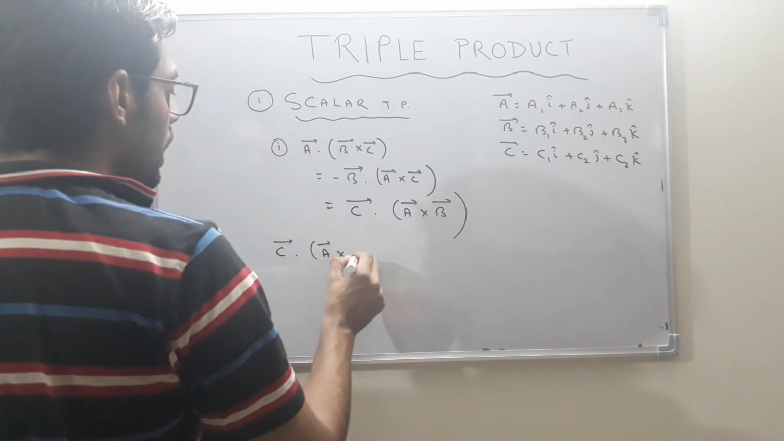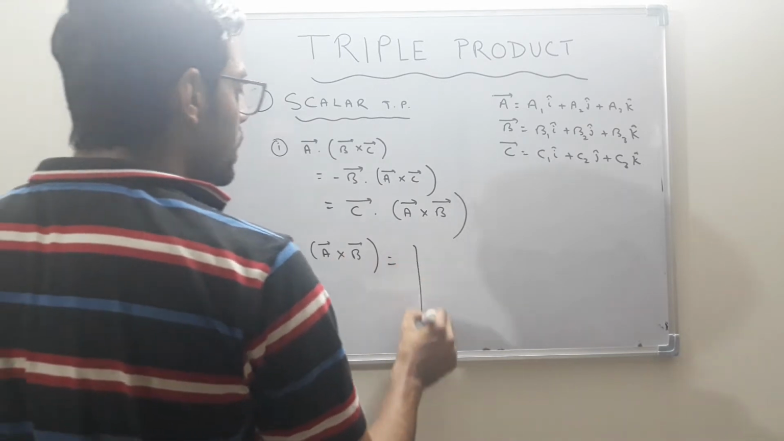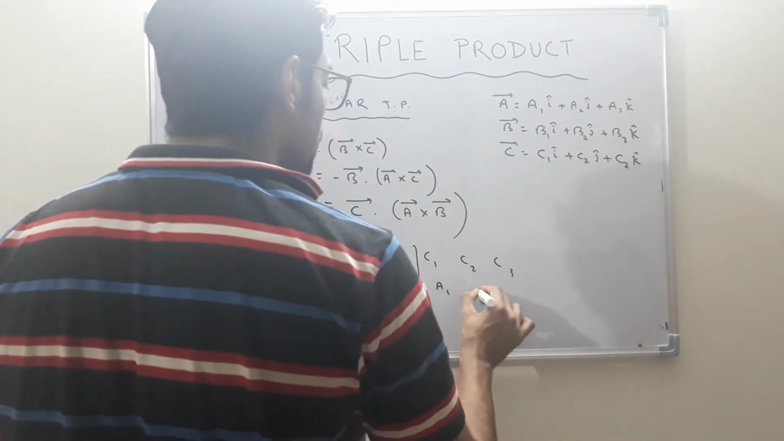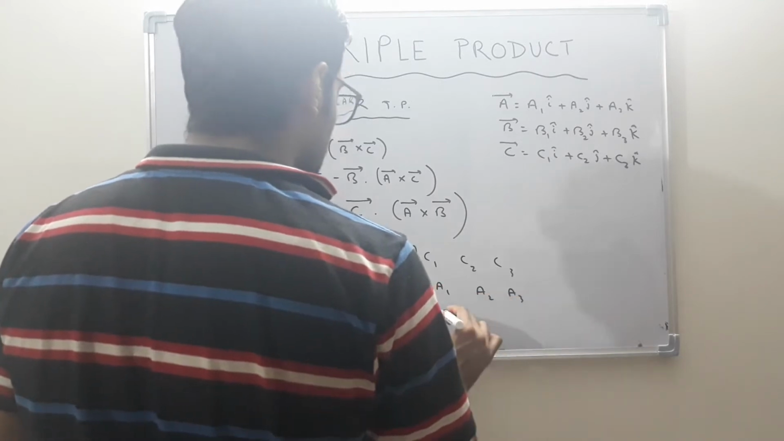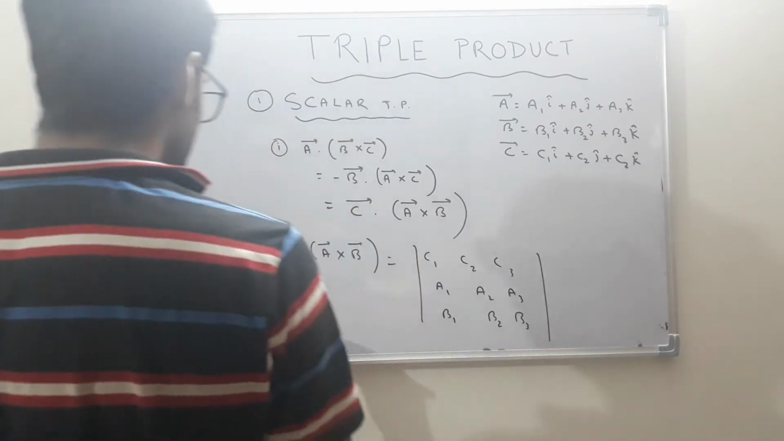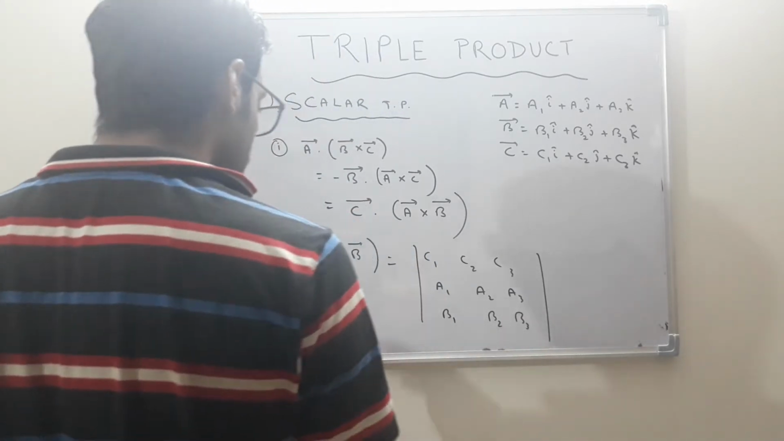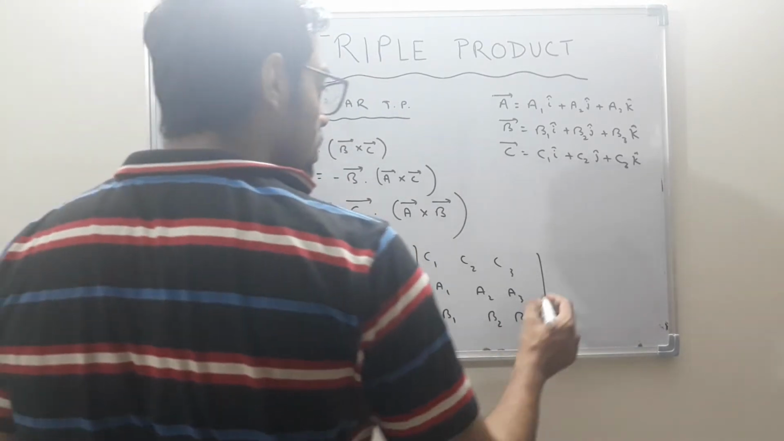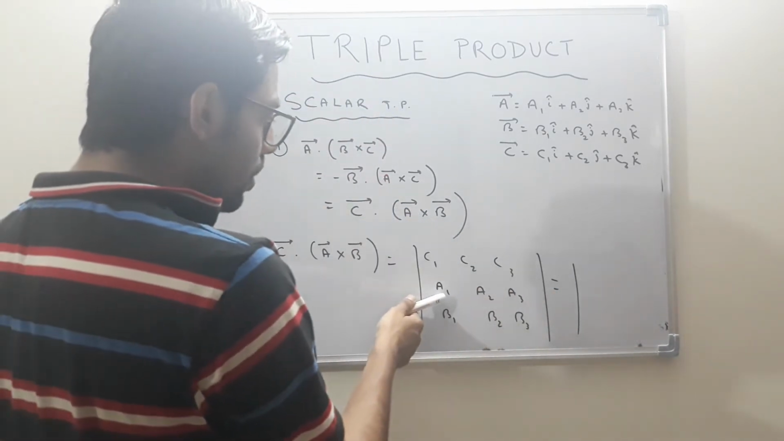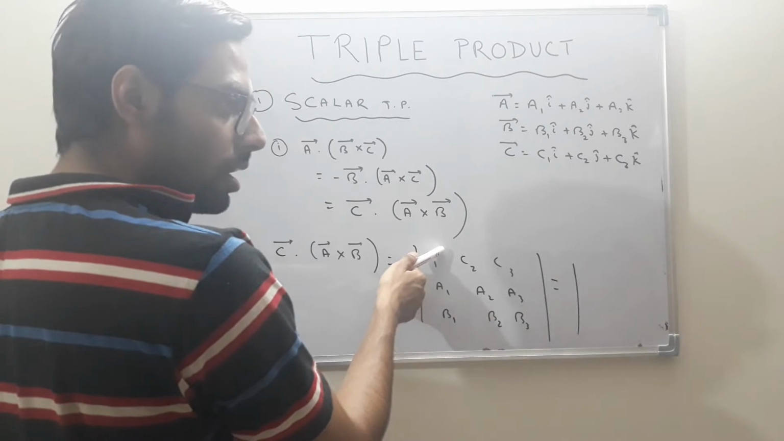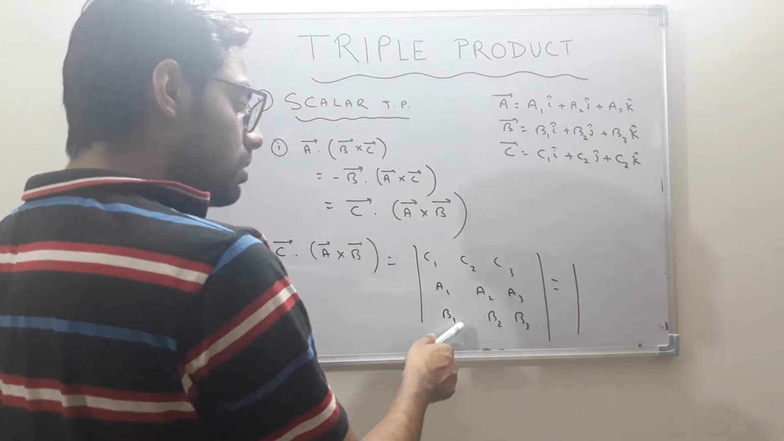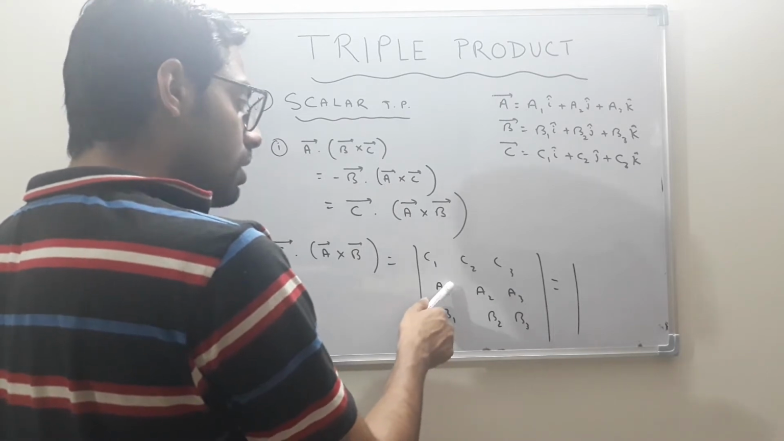How will it look in the determinant form? It will be written as C1, C2, C3, A1, A2, A3, B1, B2, B3. So it can again be written as, by interchanging the rows, first of all you have to interchange this row once, A1, A2, A3 will be here, after the C1, C2, C3, then B1, B2, B3, and again we have to interchange the third row again with the second row.